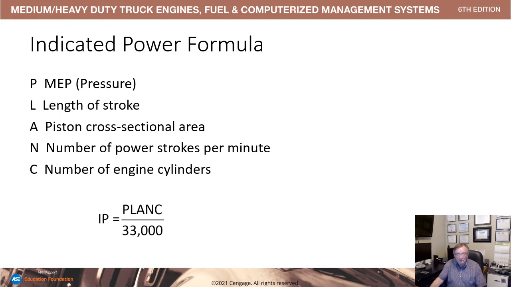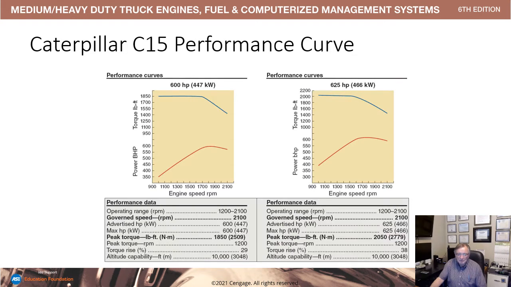The indicated power formulas, these are more scientific than actually indicated for technicians, just to understand that there are scientific ways to utilize mean effective pressure, the length of the stroke, the cross-sectional area of the piston, the number of power strokes per minute, and the number of engine cylinders. And it's somewhat theoretical as compared to this Caterpillar C15 performance chart. And you can see actual torque in foot-pounds and power and brake horsepower in these applications.